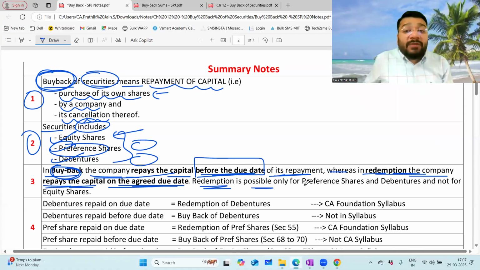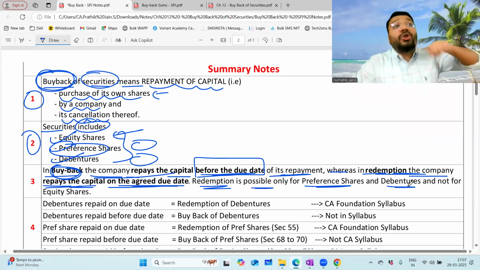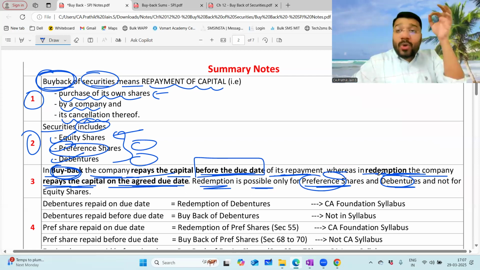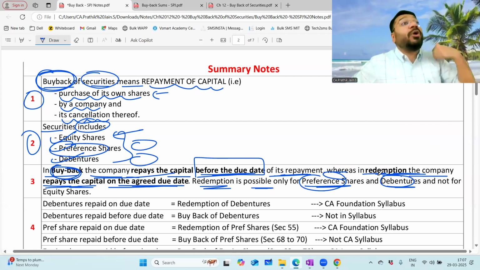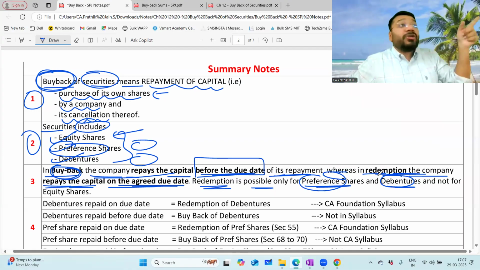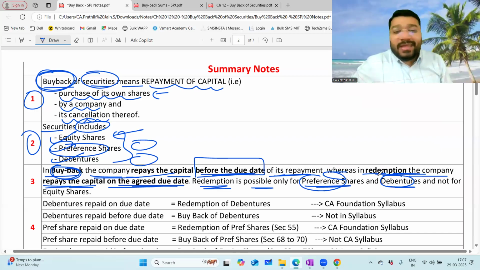Redemption is possible only for preference shares and debentures, because when you issue preference shares or debentures, you have to inform the preference shareholder and the debenture holder when you are going to repay the money back. On that agreed date, if you repay the money back, that is called redemption of preference share or redemption of debenture. So redemption is not possible for equity shares.